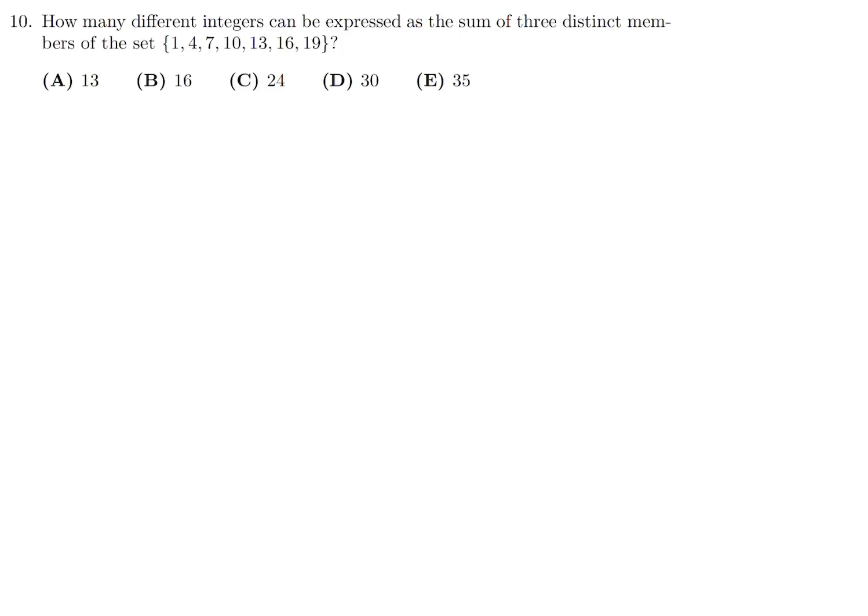How many different integers can be expressed as the sum of 3 distinct members of the set? So what they're saying is you have to choose 3 numbers from that set, add them up, you'll get some value. How many of those values can you get? All right. So our set is 1, 4, 7, 10, 13, 16, and 19, correct? 1, 2, 3, 4, 5, 6, 7 numbers.